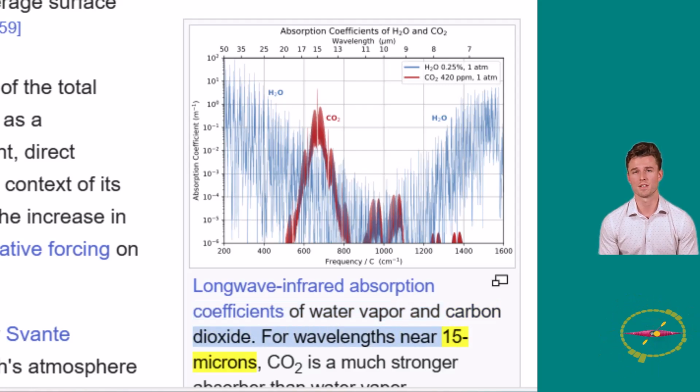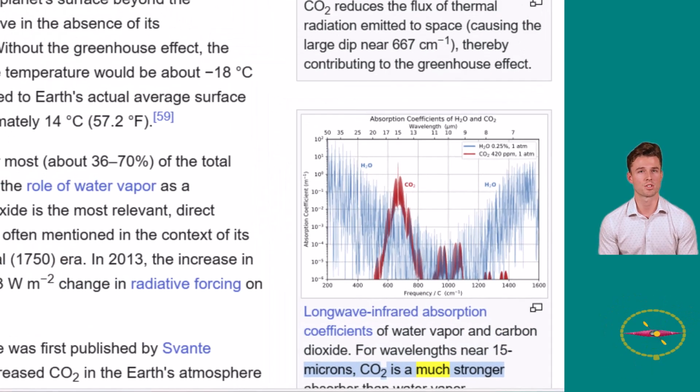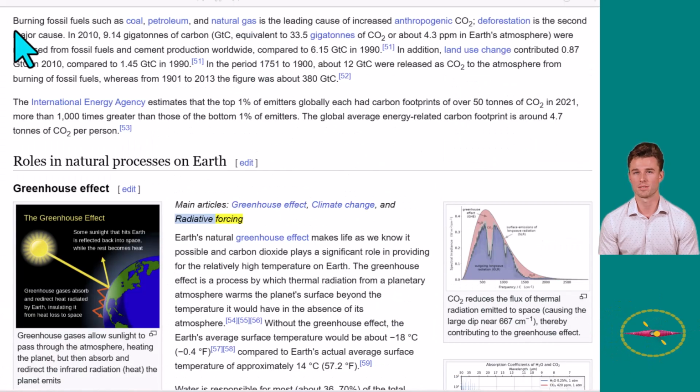For wavelengths near 15 microns, CO2 is a much stronger absorber than water vapor. Earth's natural greenhouse effect makes life as we know it possible, and carbon dioxide plays a significant role in providing for the relatively high temperature on Earth. The greenhouse effect is a process by which thermal radiation from a planetary atmosphere warms the planet's surface beyond the temperature it would have in the absence of its atmosphere.